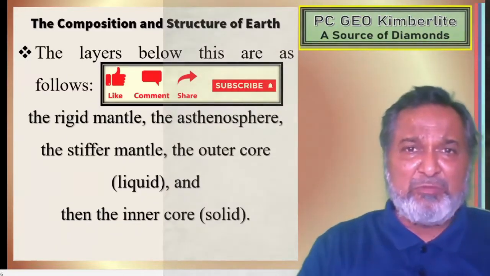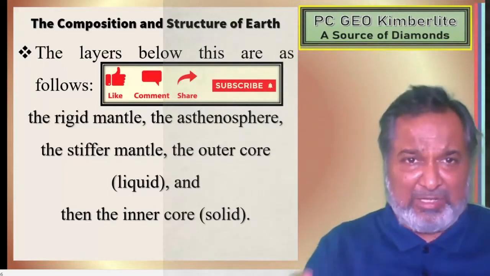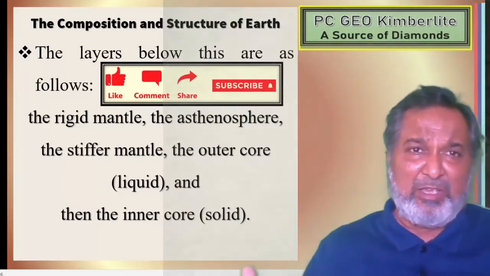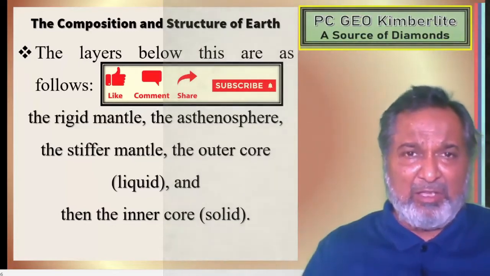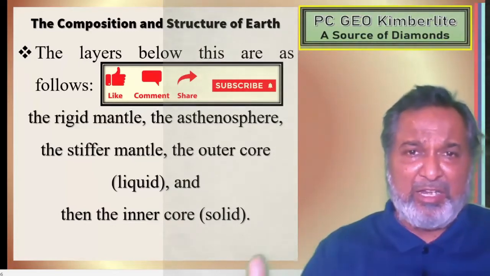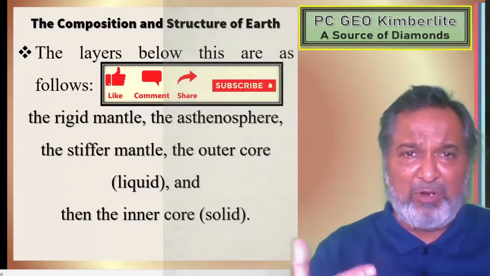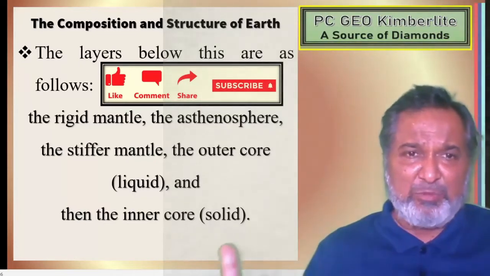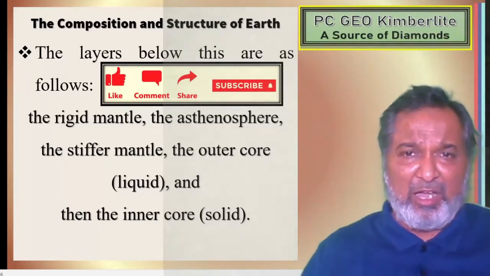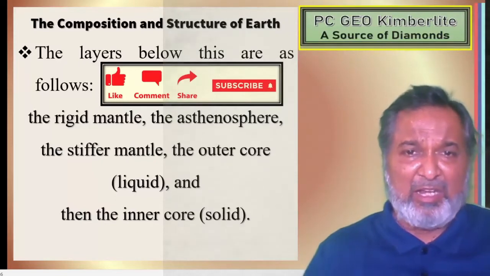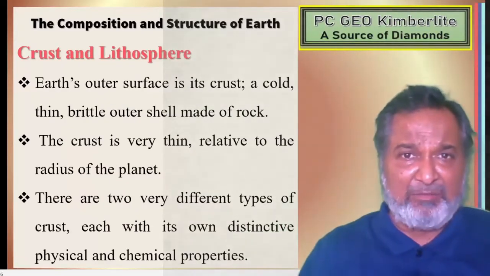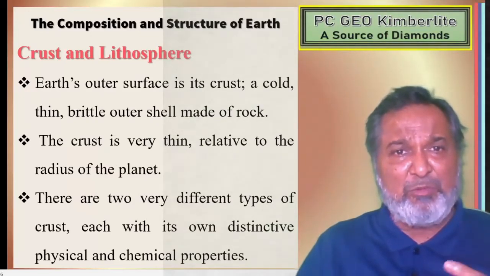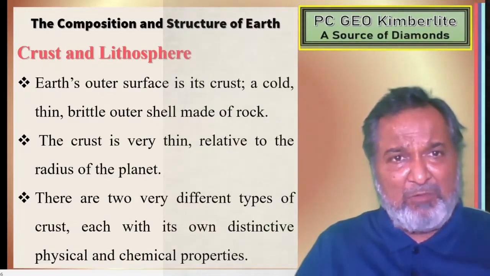So what are the layers below these? If you make out below these we have the Sial, Sima, then we have the mantle, outer and inner, then asthenosphere, that was rigid mantle, asthenosphere, stiffer mantle, outer core, that is liquid, and then inner core. But we have the inner layering as well, similar, when we make out that particular part.